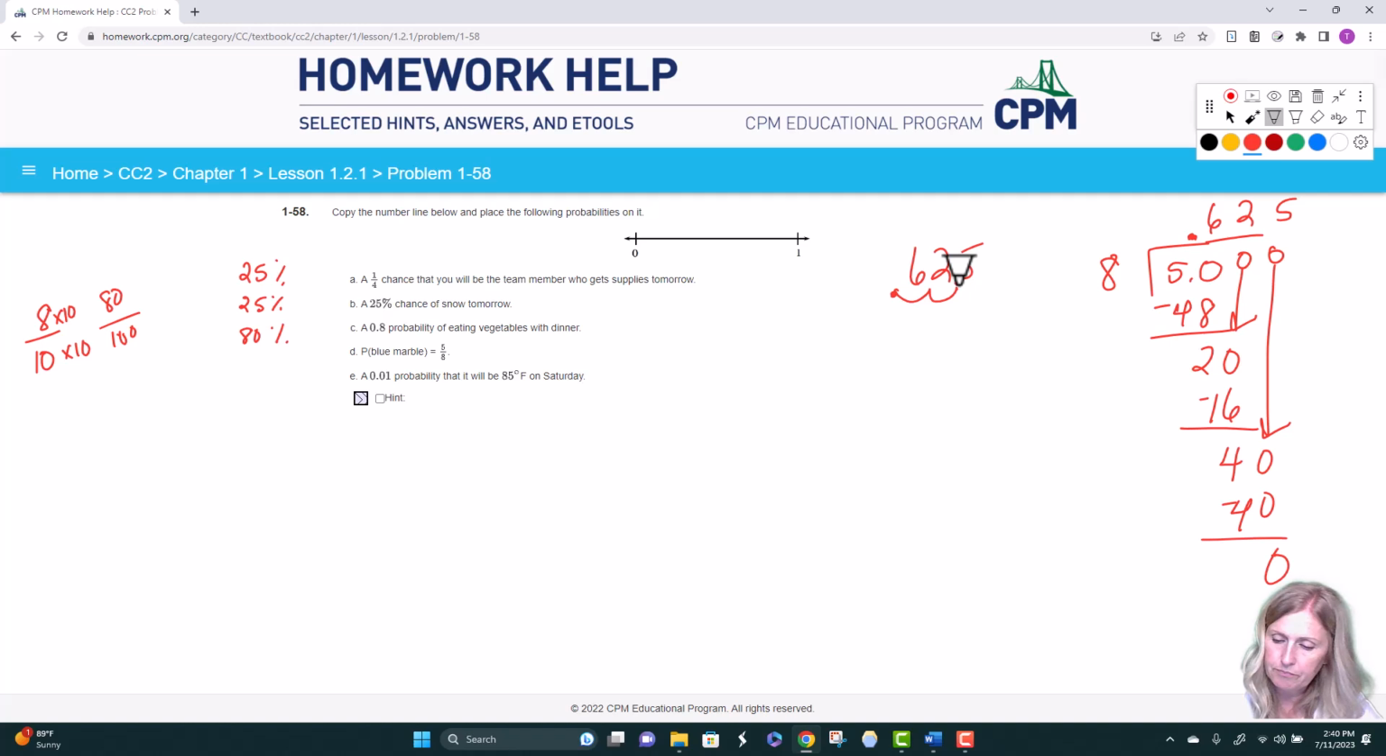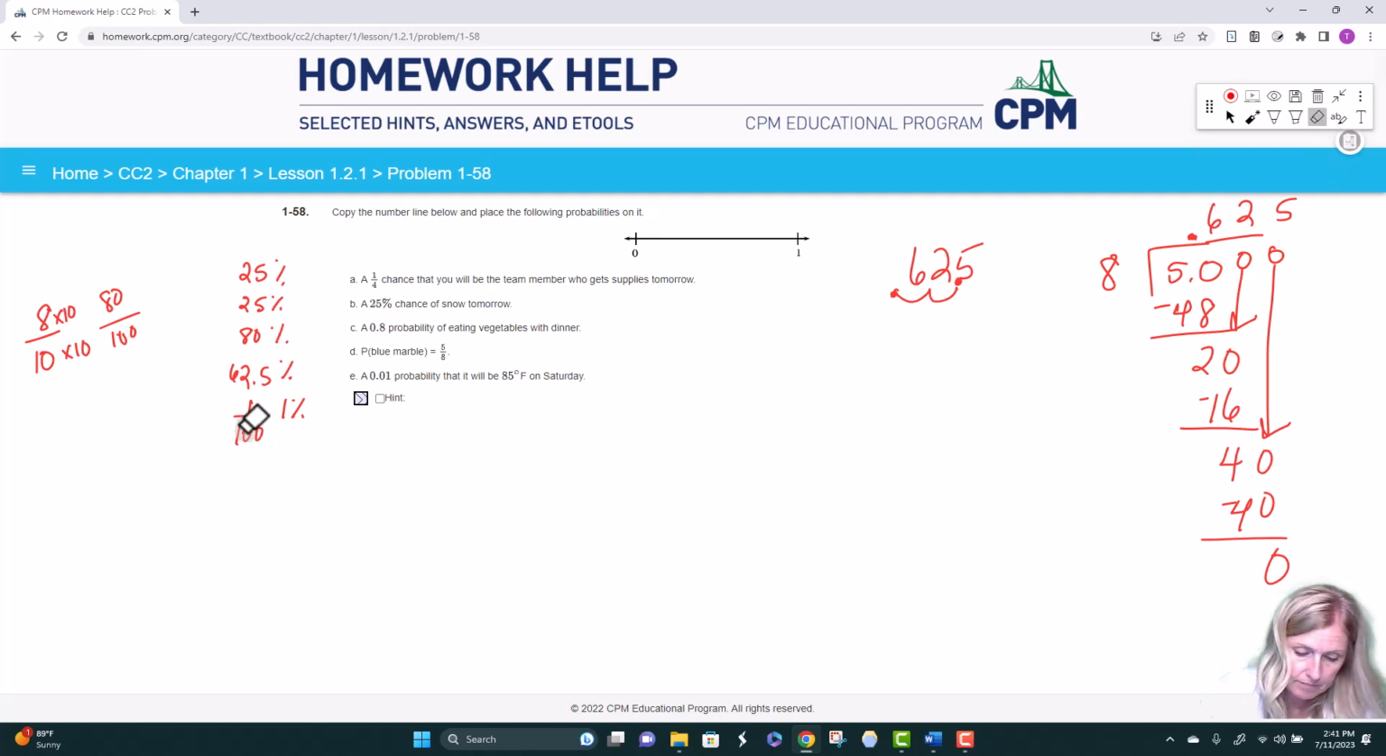And then we have 1/100 right here. So if it's 1 out of 100, we know that is just 1%. Okay, I'm going to erase this, looking kind of messy. Okay, now we can put all of this on our number line.